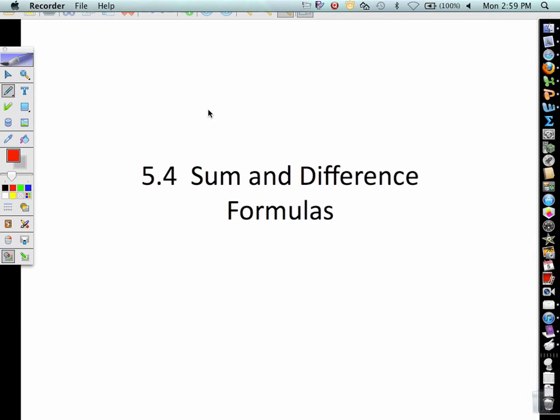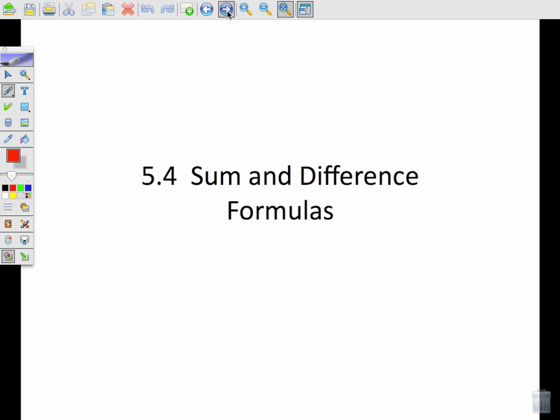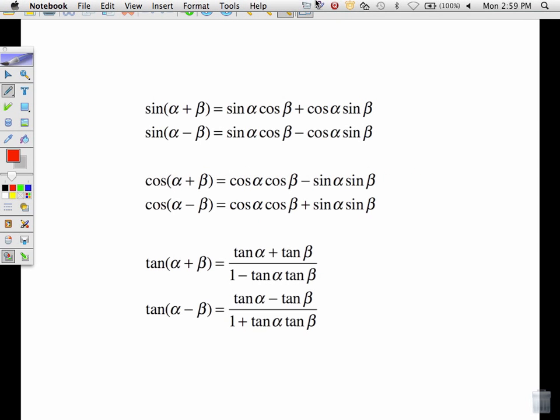All right, in section 5.4, we are going to be doing sum and difference formulas and reviewing how to expand the formulas out and to evaluate. Let's go ahead and look at our first example. Prior to looking at our first example, though, you might want to pause the video and write down these formulas. These are the sum and difference formulas for each of sine, cosine, and tangent.